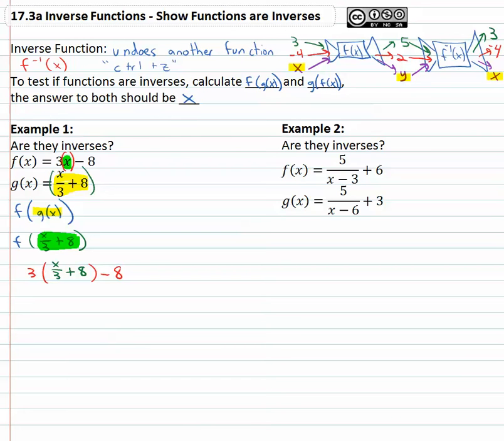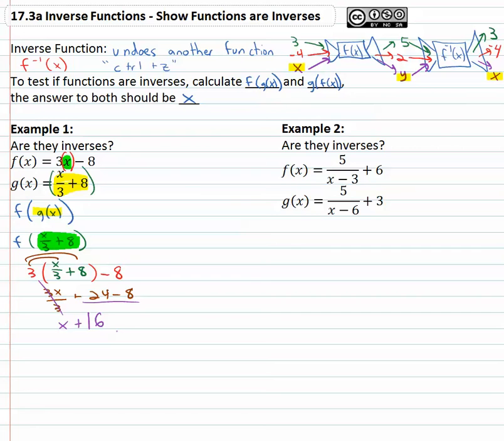And now we simplify. We can start simplifying by distributing. That's going to give us 3x over 3 plus 24 minus 8. And then simplifying, the 3's divide out, leaving just x, plus, combine like terms, 24 minus 8 is 16.